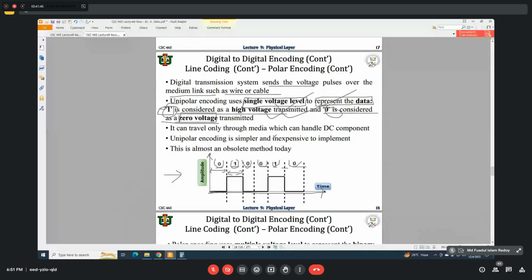Okay, I think let's continue with this color. I forgot how to change the color.